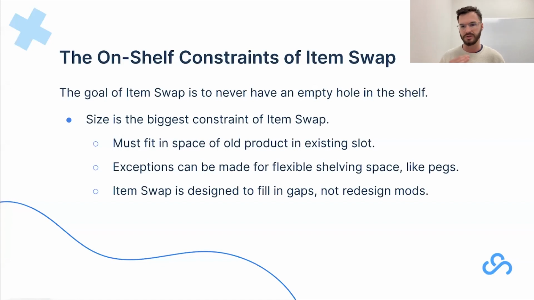Okay, so they're not going to raise or lower shelves in order to fit a product in there as good as it is, right? Exceptions can be made for flexible shelving space like pegs, right? But again, the emphasis here is it's about making the lives of buyers easier and in-store employees too, right? So that's something that they're wanting to kind of emphasize as well.